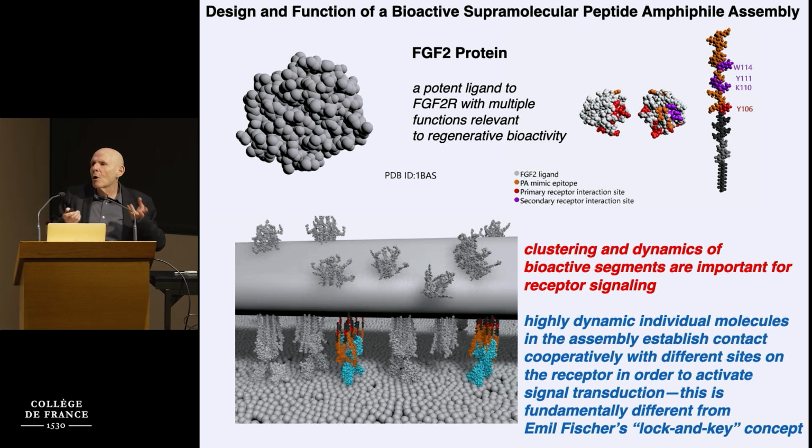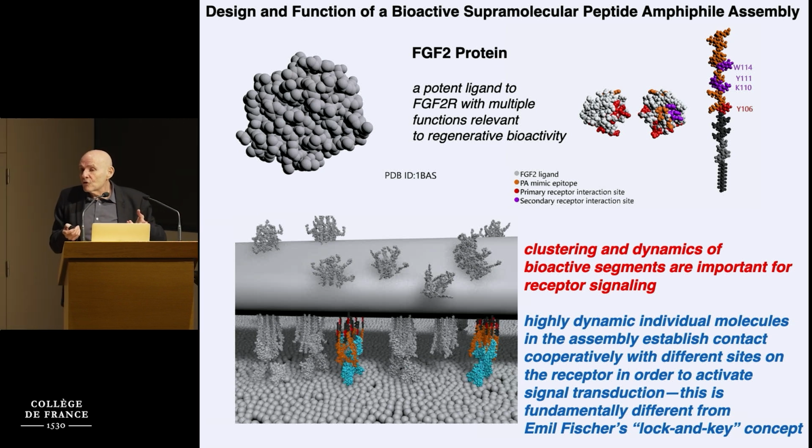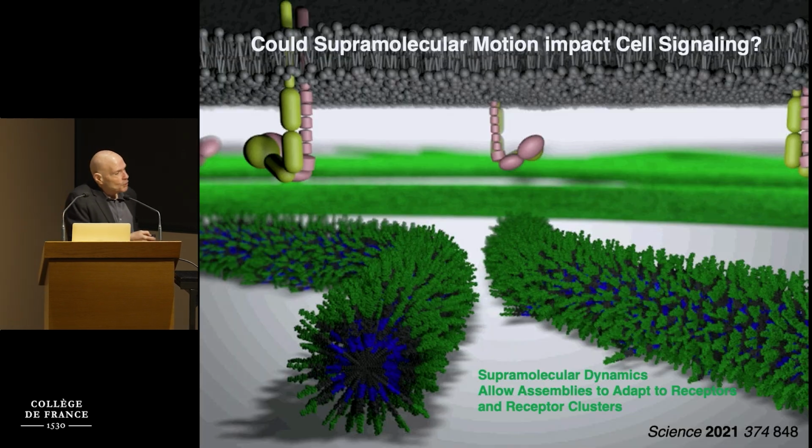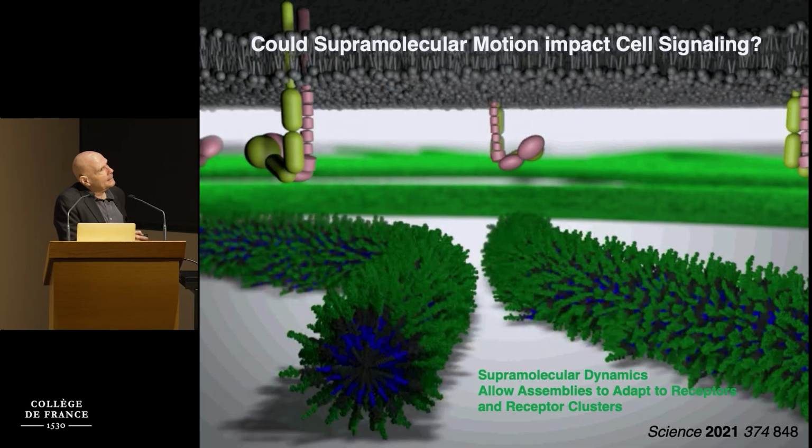The proteins are probably extremely dynamic to begin with. They're moving around a lot, some more than others. And so each individual molecule in this cluster cooperatively touches the receptor in all the right places to activate it, right? So it's not a lock and key situation. It's a much more dynamic process. So it should be more like this, right?